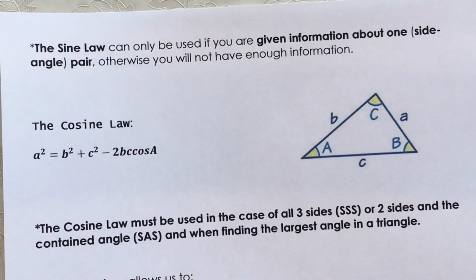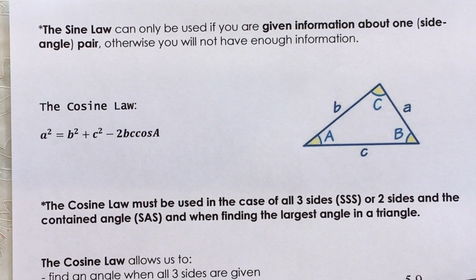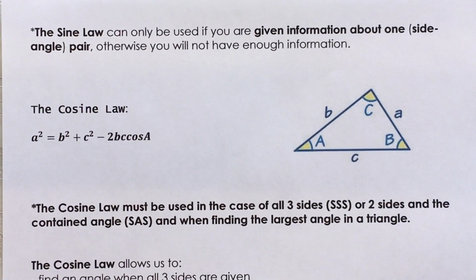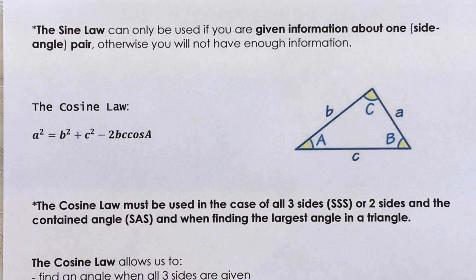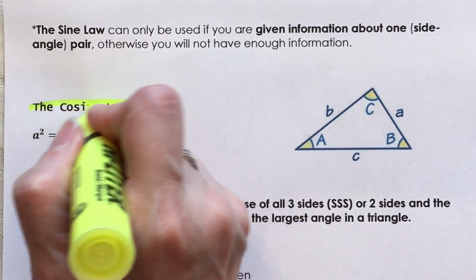All right, so the sine law we realized has limitations in that we need to know a side angle pair in order to be able to use it. So it doesn't solve every oblique triangle because there are some oblique triangles where we don't know a side angle pair. So there has to be another way to find missing sides and angles, and that is the cosine law, which we also learned in grade 10.